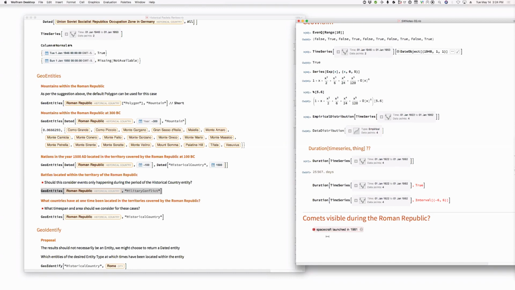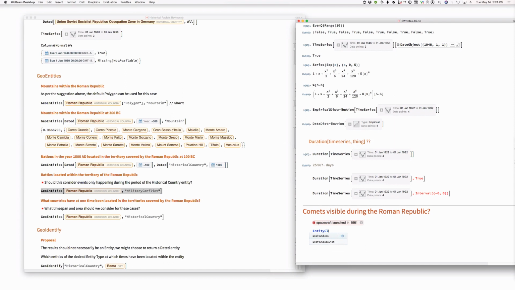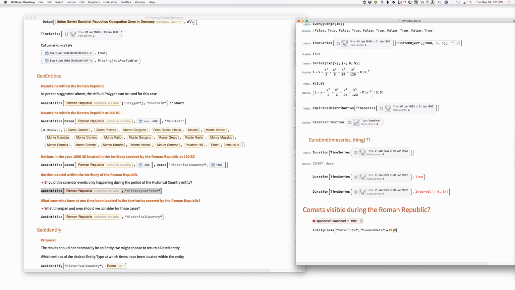So that would turn into an entity class of spacecraft. Well, let's say satellites for now. And then that would say launch date. Why that isn't auto-completing, I have no idea. Can you please report that, Ben? Yes. And then let's say year 1961.